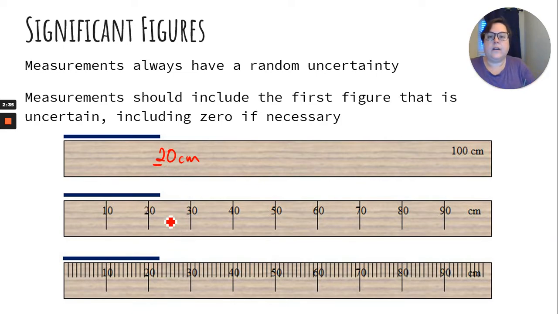In the second ruler, we can estimate the ones place because we know for certain the tens. So we could say that this is maybe 22 centimeters. And then down here in our final ruler, it goes to the tenths place, to the ones place, so we can estimate the tenths place, one past what we know for certain. So we know 20 for certain, and then 1, 2, we know 2 for certain, and then we're going to estimate that tenths place.